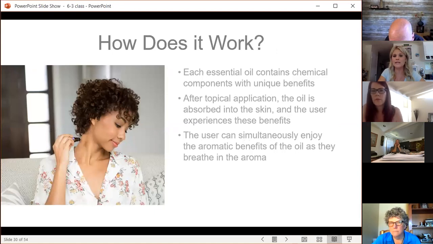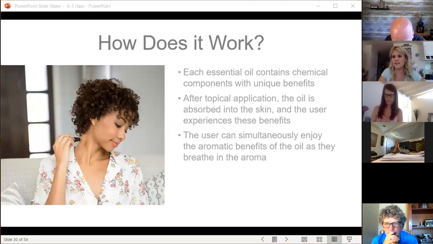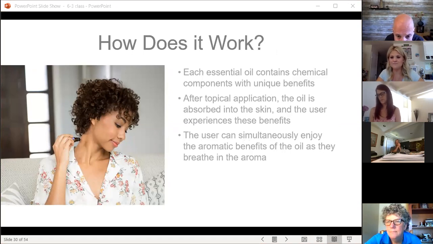Copaiba is another great essential oil for muscle tension, aches and pains. So how does the essential oil work? This is a question that can get super scientific, and I'm just going to explain the basics so I don't lose you guys.